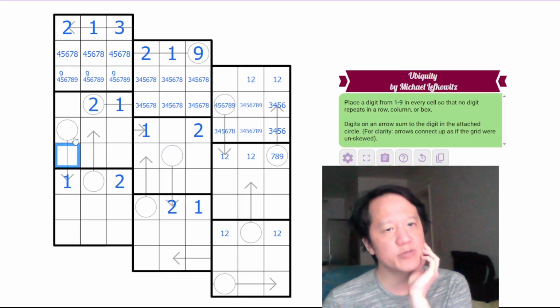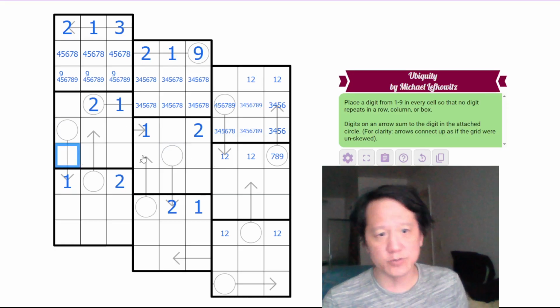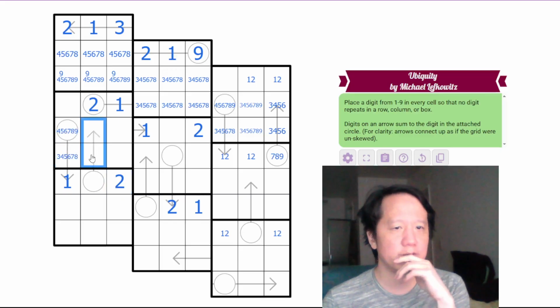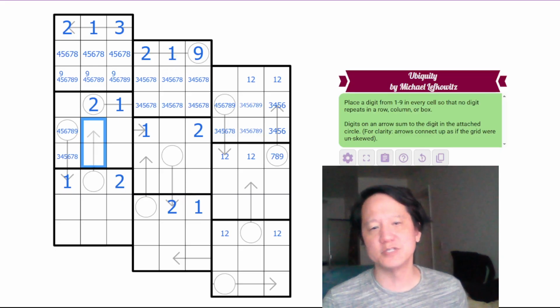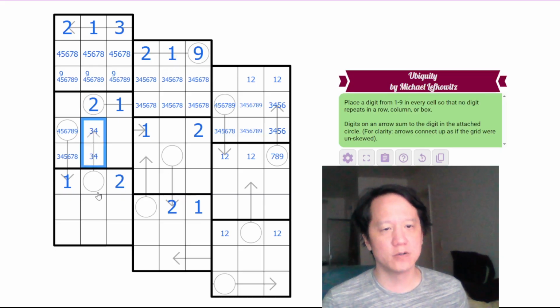This is 1 plus another digit equals that digit. So we have 3 through 8 here, which makes that 4 through 9 there. This is at minimum 3 and 4, which adds up to 7, 8, or 9.